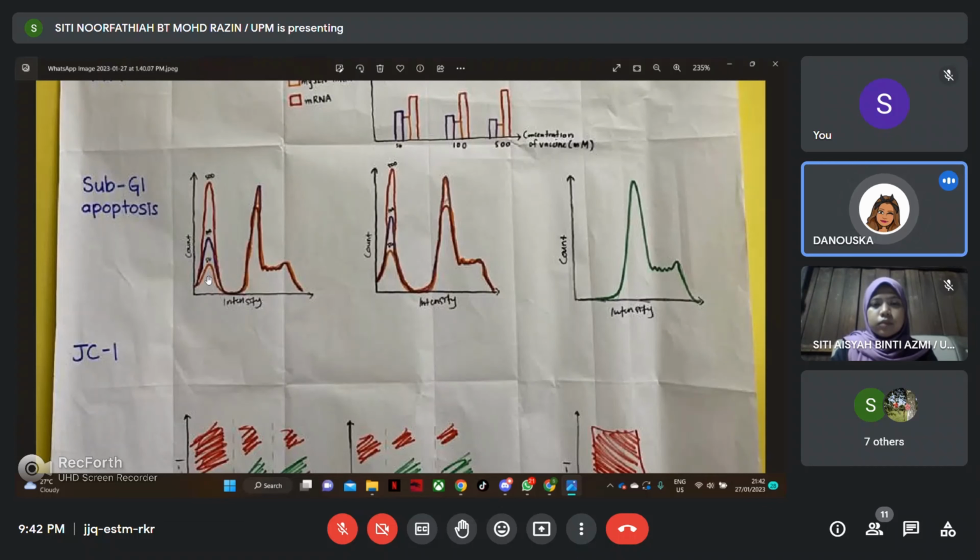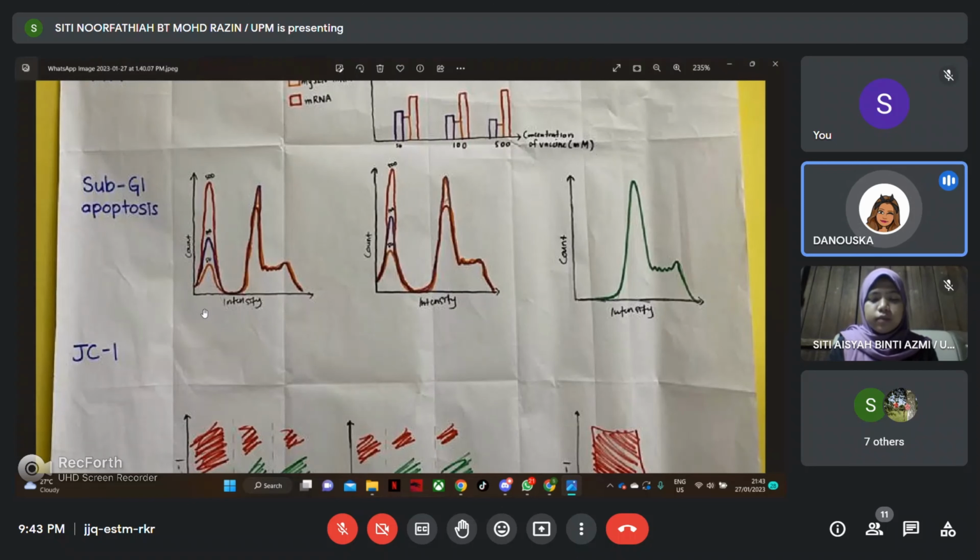To give a general view, when you observe the graph, the DNA will peak at the sub-G1 as the DNA is being chopped by the endonucleases. This will result in short fragmented DNA with low intensity and low fluorophore. So this will be detected in the assay.